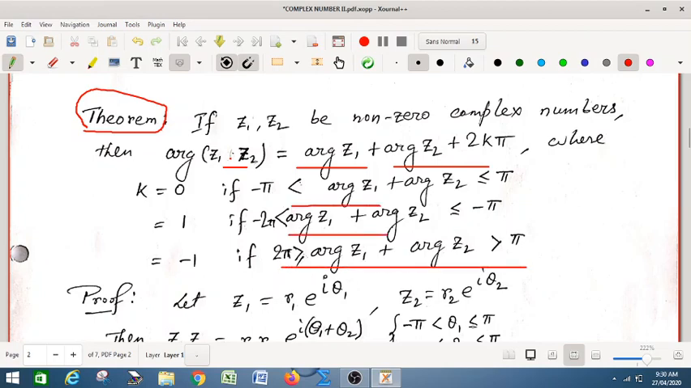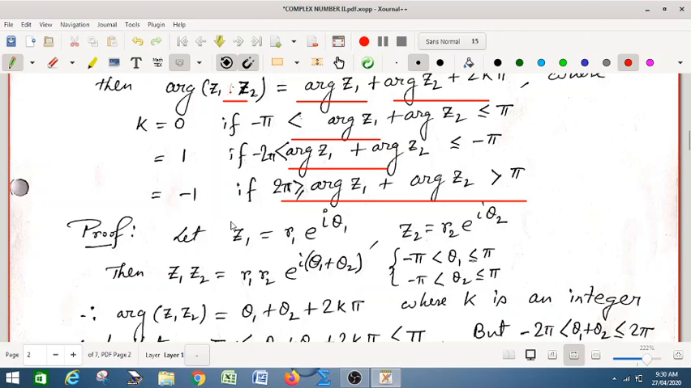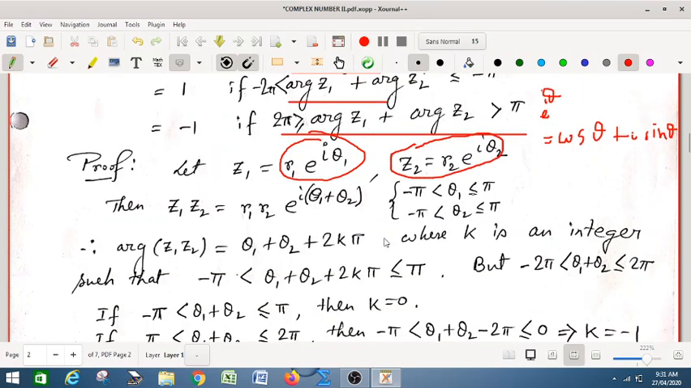Let us see the small proof of this. Let z1 be represented by r1 into e to the power i theta 1, as you know from the Euler expression: e to the power i theta is nothing but cos theta plus i sin theta. From there we can write that z1 is this and z2 is r2 e to the power i theta 2. So the product is given by r1 r2 into e to the power i (theta 1 plus theta 2), provided that theta 1 is the principal argument and theta 2 is the principal argument.